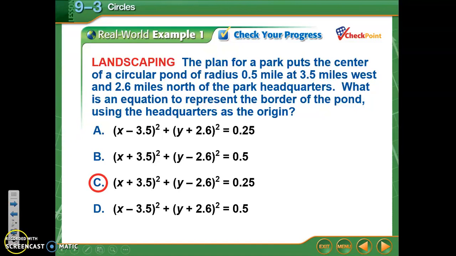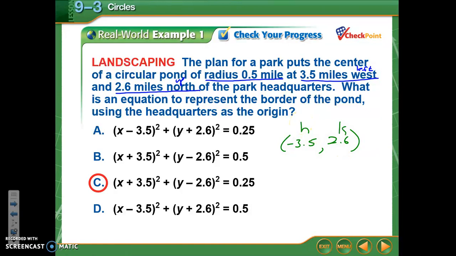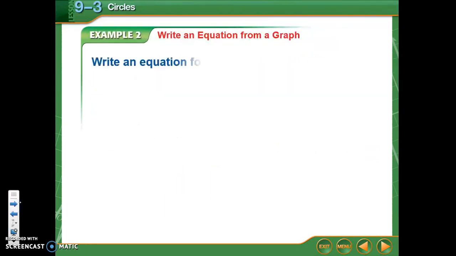Here you should have gotten C as your final answer. And that comes from the information that we're given. The radius is 0.5. So I know my equation has to be equal to 0.5 squared. So I know it'll either be A or C, because 0.5 squared is 0.25. 3.5 miles west gives me negative 3.5 as the x-coordinate of my center. And 2.6 miles north, so that's positive, or up 2.6. So this is my center, h and k. So I have (x plus 3.5) quantity squared plus (y minus 2.6) quantity squared equals 0.25.